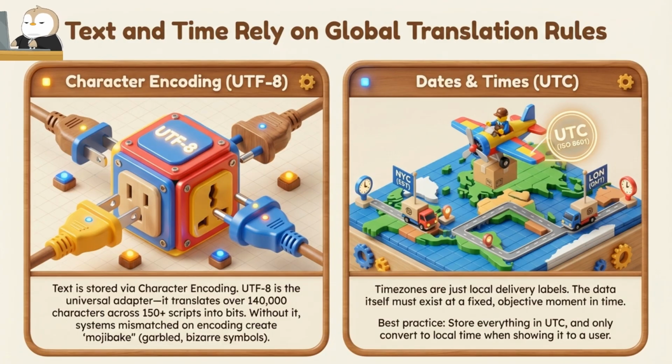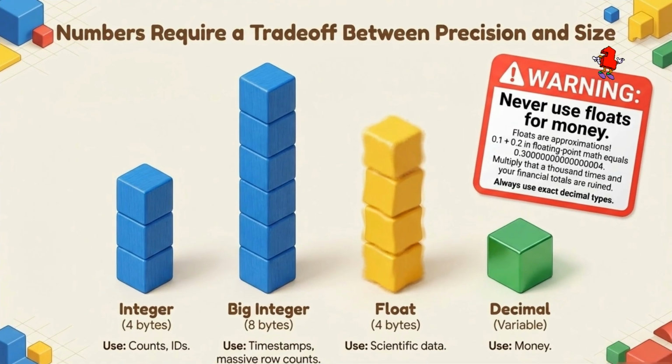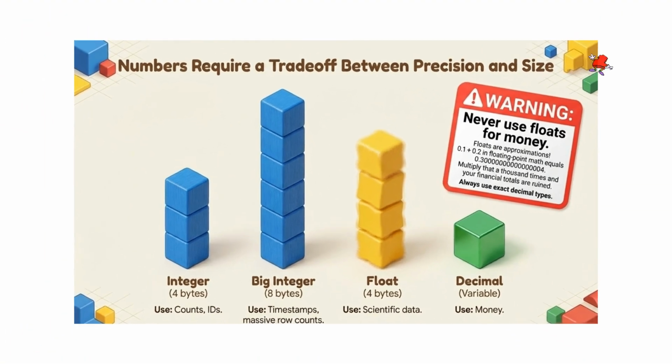For dates and times, best practice is to store everything in Coordinated Universal Time, UTC, to ensure an objective, fixed moment in time. Numbers require a trade-off between precision and size. Types include integer and big integer for counts, float for scientific data, and decimal for money. A crucial warning: never use floats for financial totals, as they are approximations that can ruin your calculations. Always use decimal types for currency.